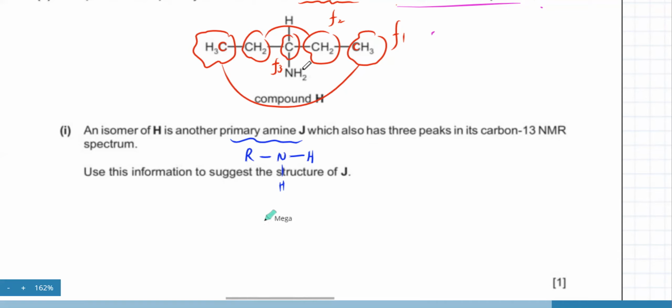So let's think of a molecule. Let me draw random isomers. For example, five carbon atoms. So we have five carbon atoms, right? So let's say this is NH2. This is CH2. But let's put the H's together. So this is CH2, this is CH2, and this is CH, and this is CH3. So can anyone tell me how many carbon environments are there in this molecule?